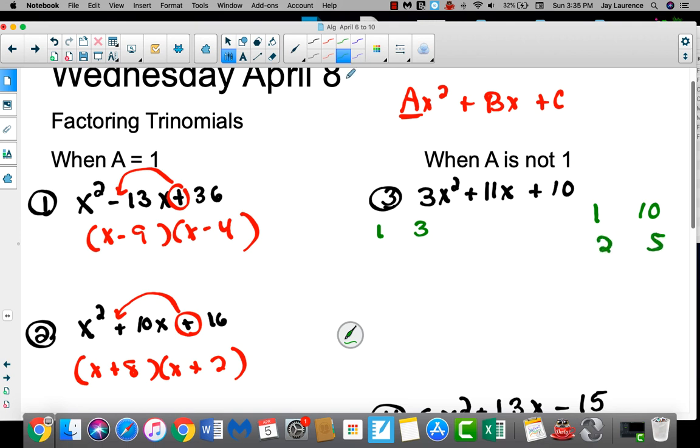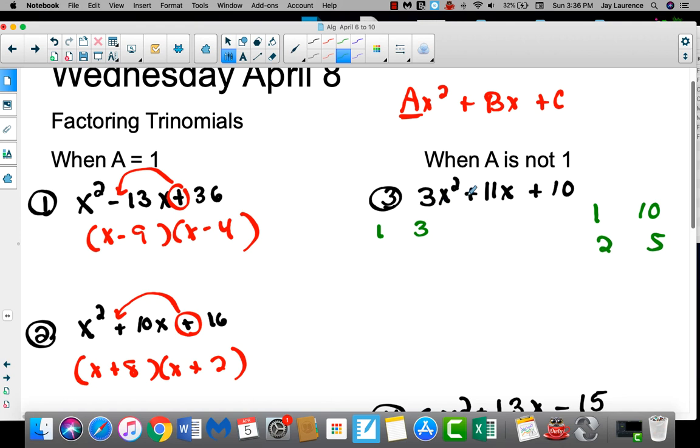I'm going to multiply one of the factors of a by one of the factors of c, and then I'm forced to multiply their partners together. So if I do 1 times 1, I am forced to do 3 times 10. If I do 1 times 2, then I'm forced to do 3 times 5. I can do 1 times 5 and 3 times 2, but I have to have a goal. What's my goal? Well, after I multiply these, I'm going to add them.